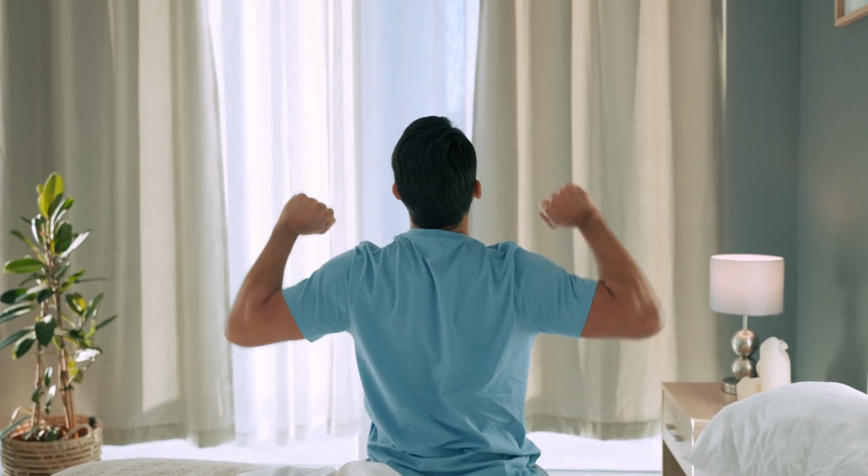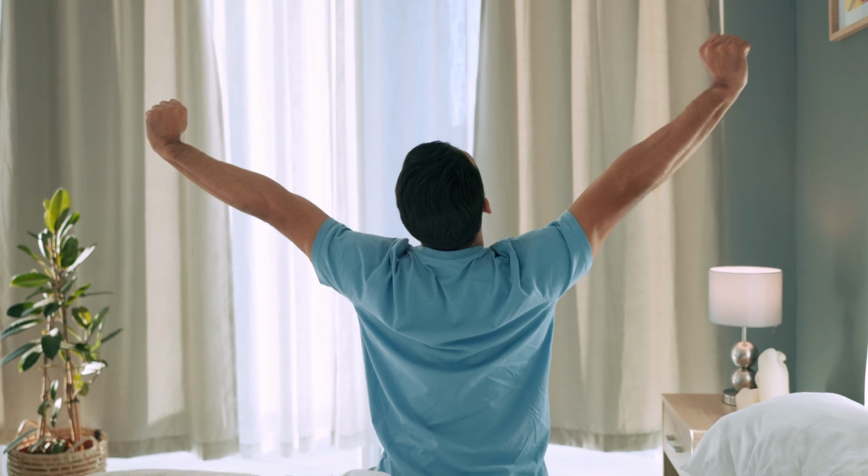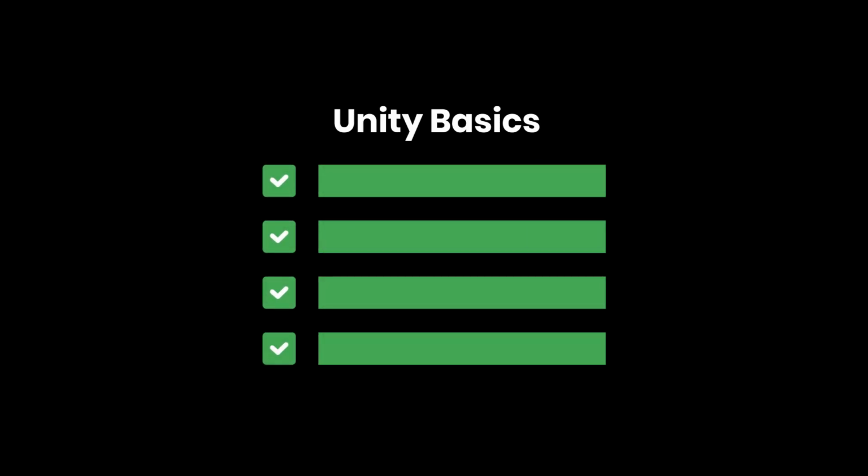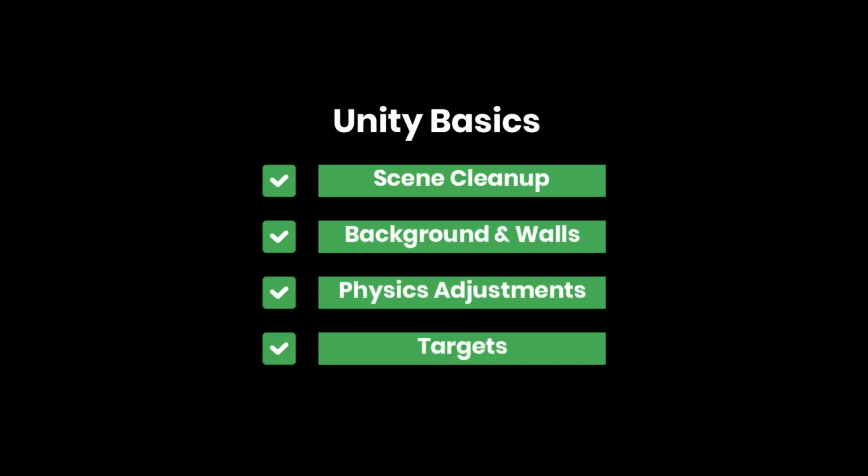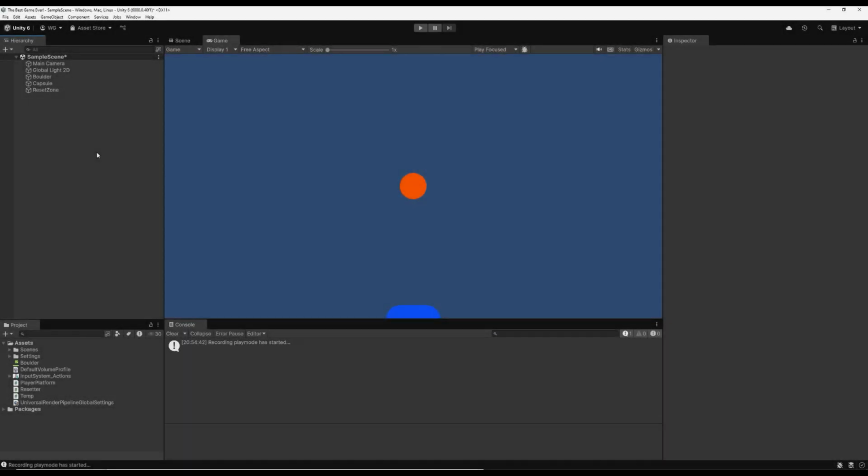Woo! New video, new microphone. Welcome back to the fifth video in the beginner game dev tutorial series. In this video, we'll clean up our scene, create a simple background and walls, modify the ball physics, and create some targets. Let's go. All right, let's go ahead and clean up our scene a little bit.